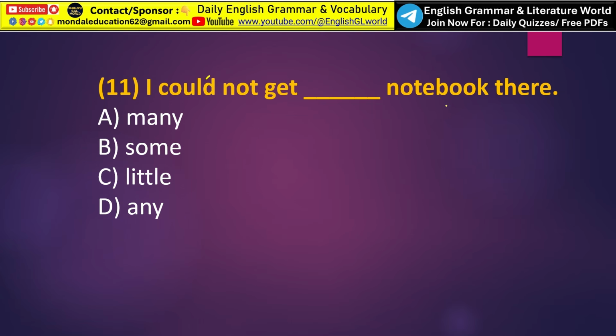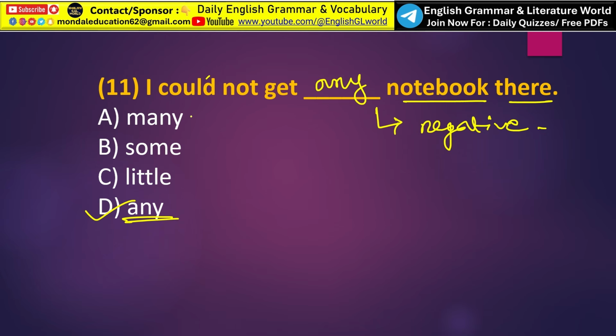I could not get dash notebook there. The sentence is negative in form. In the case of a negative sentence, I have already told you, any is always placed. So I could not get any notebook there. Option D, any, is the correct answer. Many, some and little are totally inappropriate. Many is used before a countable plural noun, some also is used before a countable noun, and little is used with an uncountable noun.